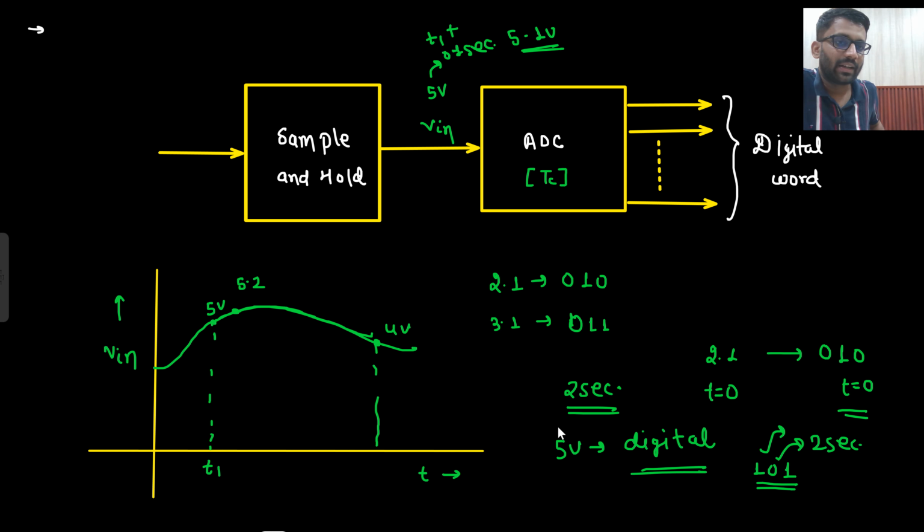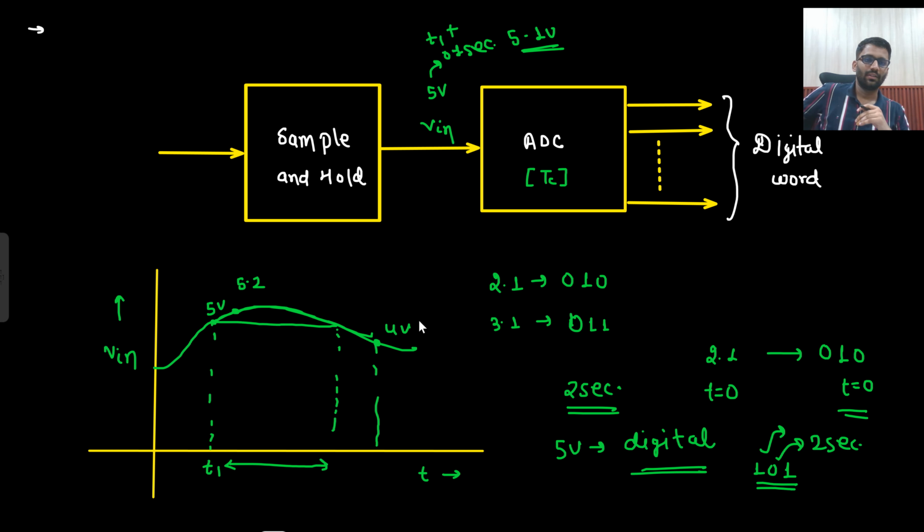So what did you understand by that? That the input of ADC should remain constant for a particular time, so that it gets some time to process that particular input. That means this 5 volt should remain constant for at least 2 seconds, because conversion time is 2 seconds. After that the input can change. So for this purpose, before ADC we always use a sample and hold circuit. A sample and hold circuit will always be used before ADC.